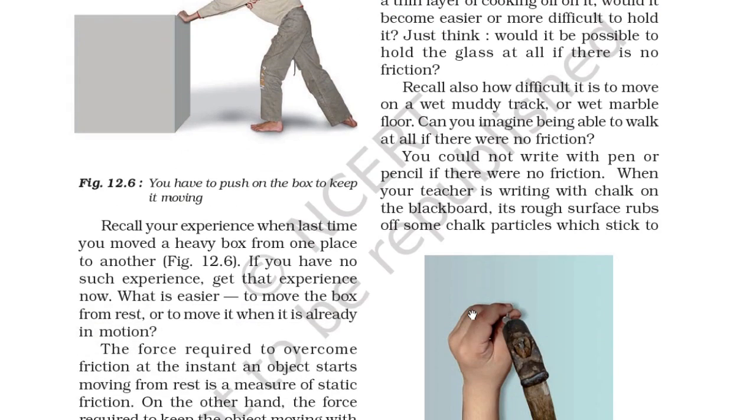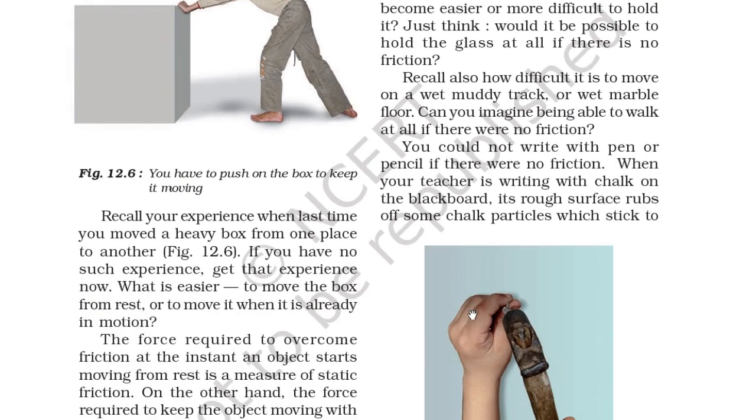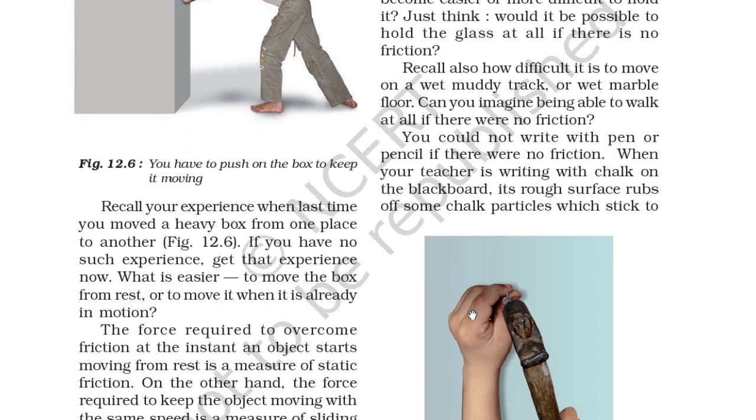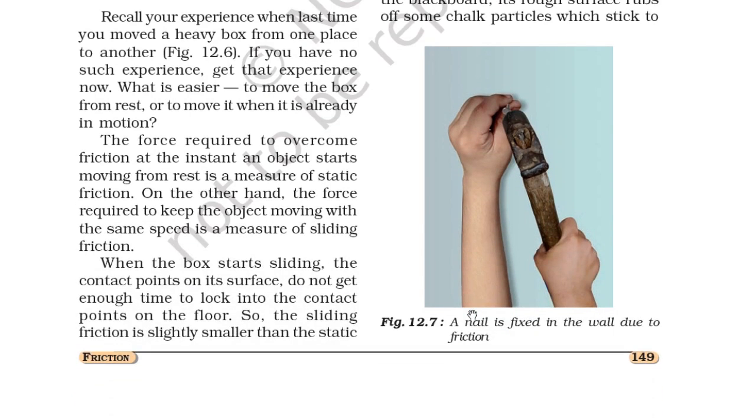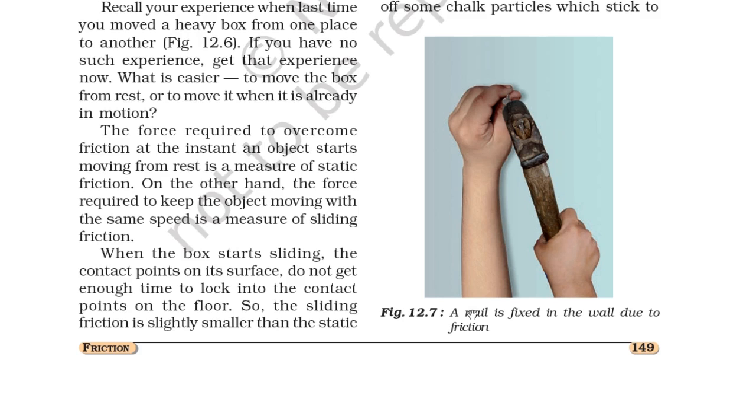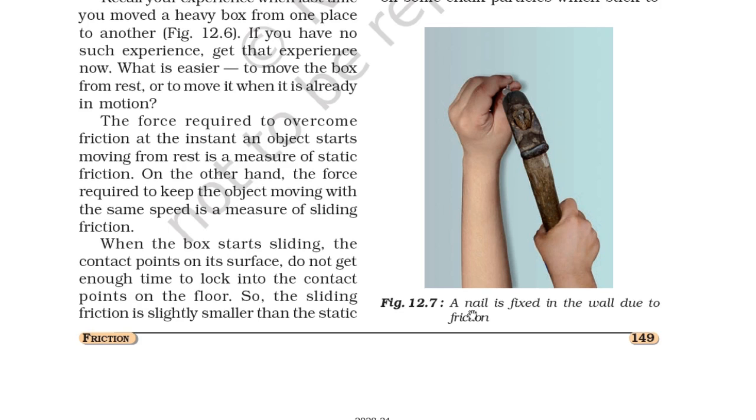So recall your experience when last time you moved a heavy box from one place to another. If you have no such experience, get the experience now. What is easier, to move the box from rest or to move it when it is already in motion? So the force required to overcome friction at the instant an object starts moving from rest is a measure of static friction. On the other hand, the force required to keep the object moving with the same speed is a measure of sliding friction. So you can see sliding friction and static friction.